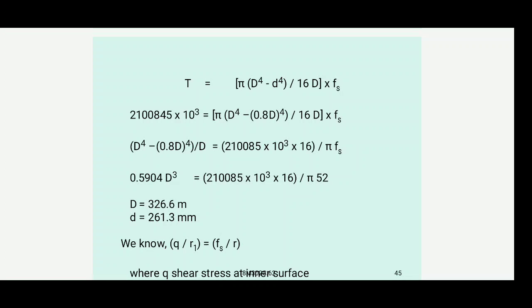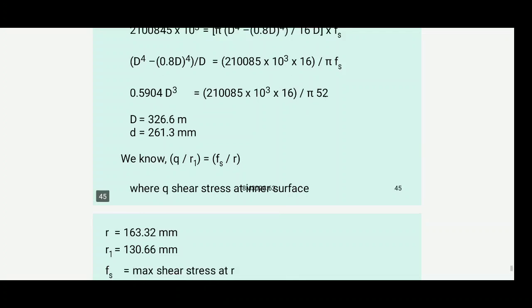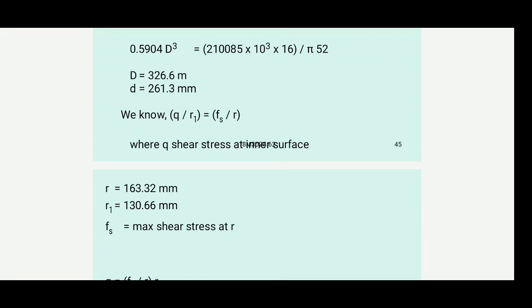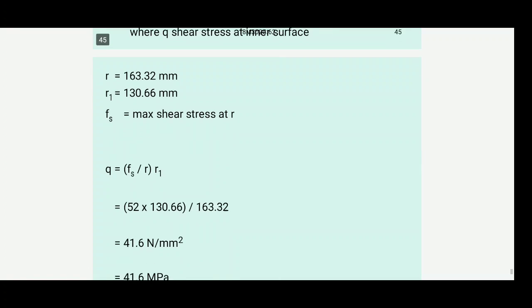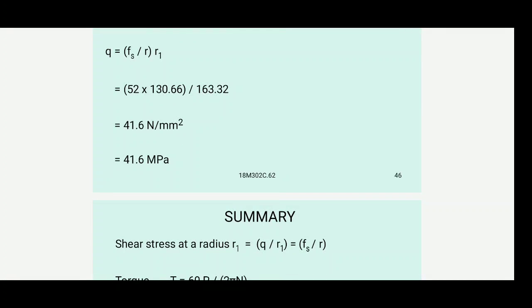We know that Q by R1 is equal to Fs by R, where Q is the shear stress at the inner surface, R is the outer radius 163.32 mm, R1 is the inner radius 130.66 mm, and Fs is the maximum shear stress at R. So Q is equal to Fs by R into R1. That is equal to Q is equal to 41.6 Newton per mm square, that is Q is equal to 41.6 megapascals.